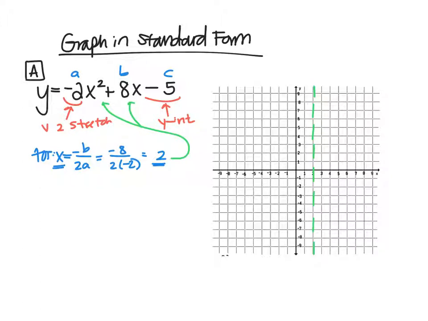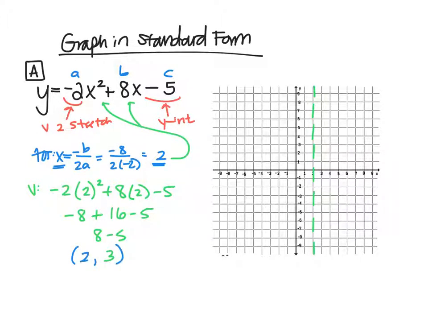So if I do that, solving for the vertex now, that's going to give me negative 2 times 2 squared plus 8 times 2 minus 5. If I work this out with order of operations, 2 squared is 4, times negative 2 is negative 8, plus 16, minus 5. If I simplify that, that gives me 8 minus 5, which is 3. So that tells me my vertex is (2, 3). All right, so I'm going to go ahead and plot that, (2, 3). Well, hopefully I'll plot it correctly.